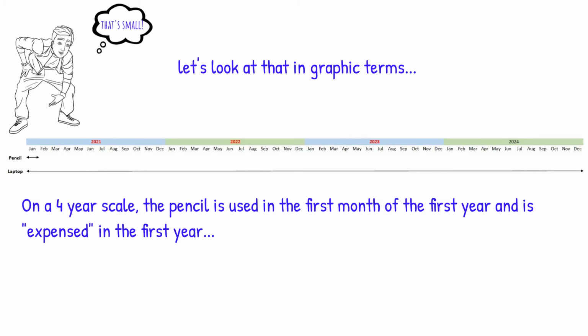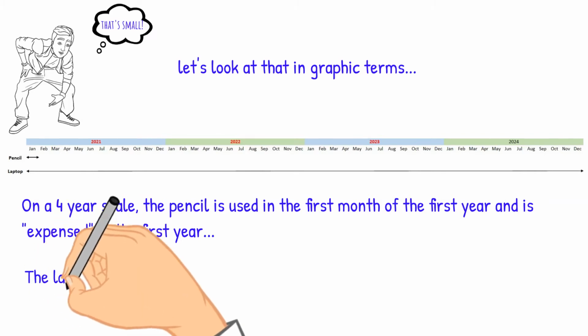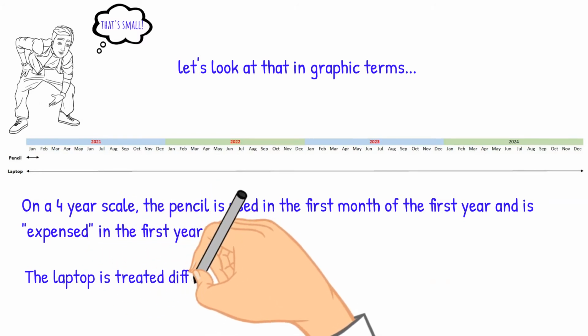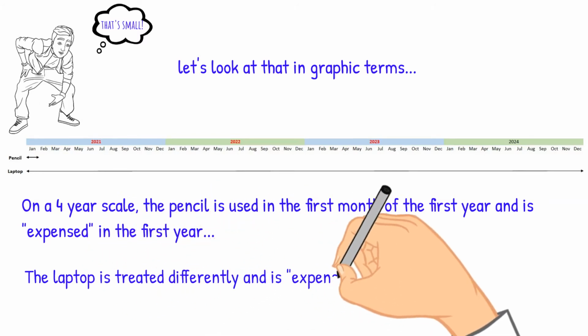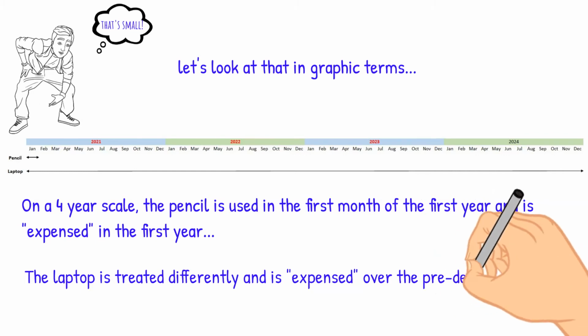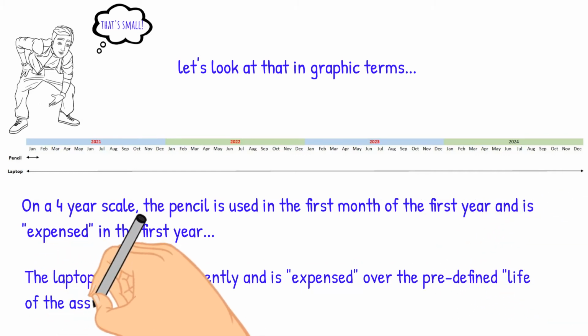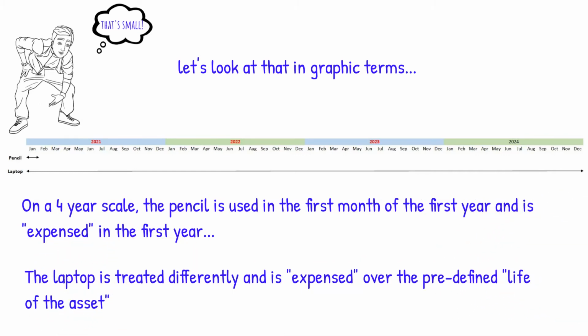The laptop is treated differently and is expensed over the predefined life of that asset. More on that later. In other words, an equal amount of it is expensed in each year of its so-called useful life. In this example, 4 years.